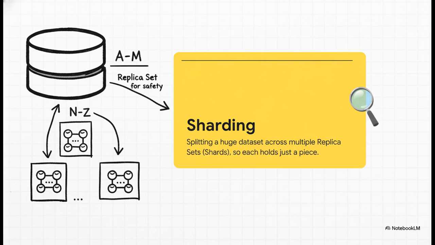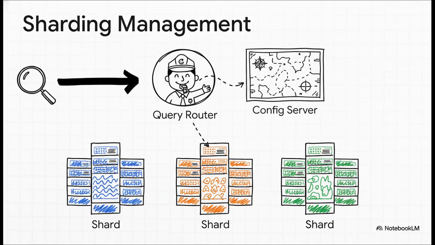Instead of copying the whole data set over and over, you split it up. You divide and conquer. Each shard is actually its own little replica set, so it's still safe. But here's the key. It only holds a piece of the total data. Maybe one shard holds user accounts from A through M, and another one holds N through Z. Of course, for a system like this to work, you need something to manage all the moving parts.